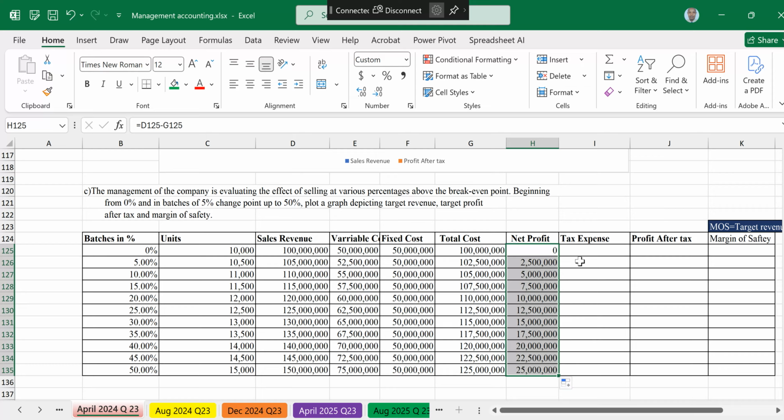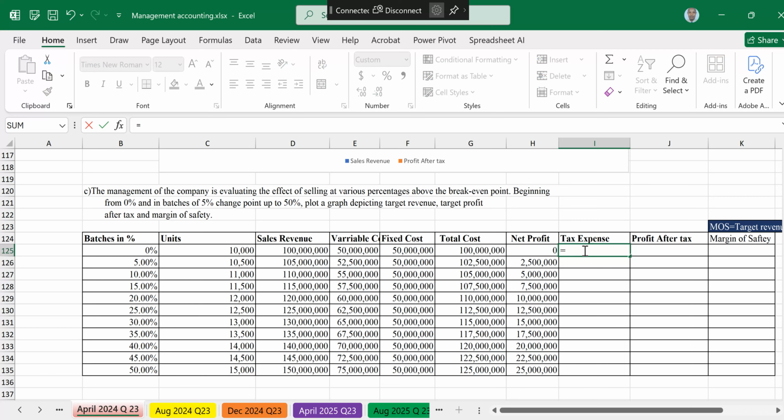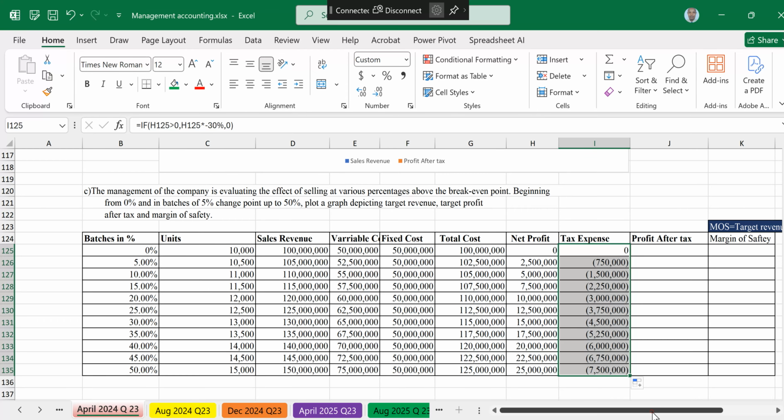Tax expense. So under tax expense, you use the if statement. So equal sign, if tab, this net profit is greater than 0, comma, take the same cell, then times negative 30%. Otherwise, the answer should be 0. So that's how you use the if statement to compute tax. Enter. Then you'll drag down. So the tax expense for the first one is 0. Others are all expenses, negatives.